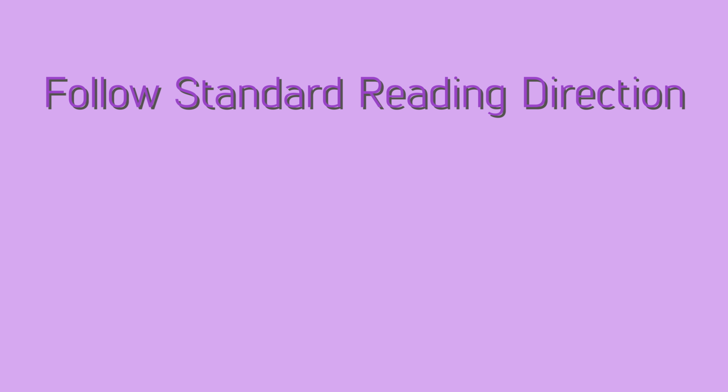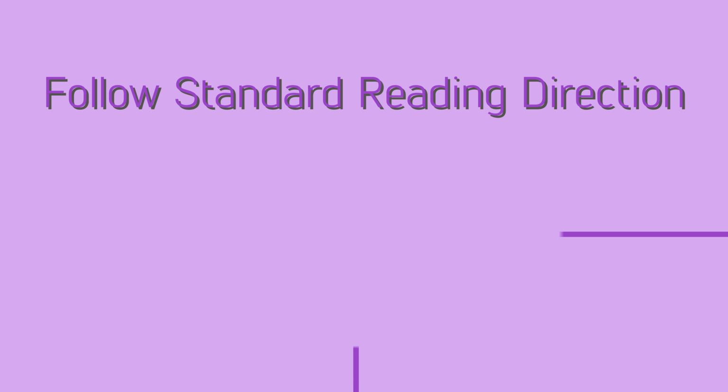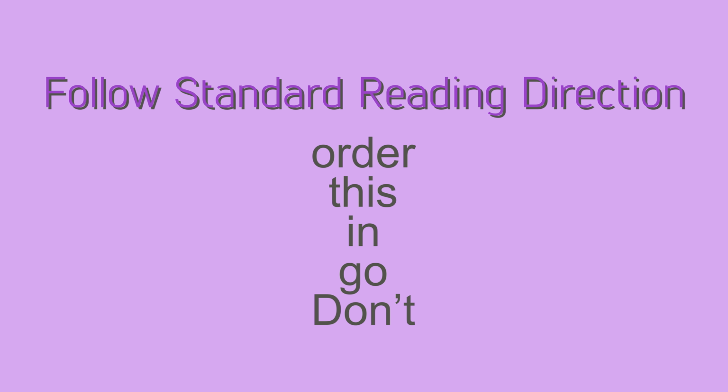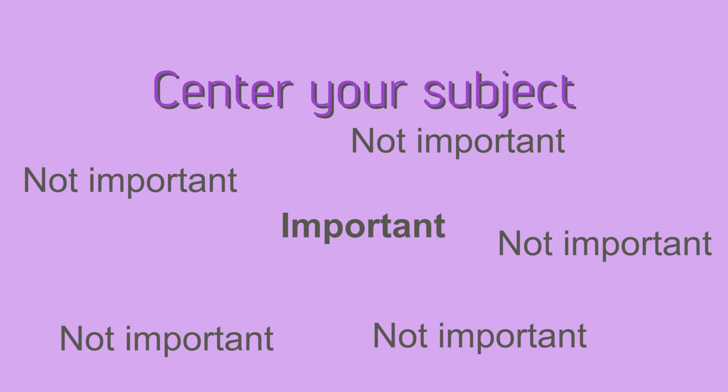To make sure text is easy to read, ensure that your words follow standard reading directions. For English, this is left to right, top to bottom. Putting text in another order makes it harder to process, so organize it in the way that you would normally read. The next step in organization is to center your subject. Whatever information is most important should be placed in the center of your work so that readers are drawn to it and know to pay attention.